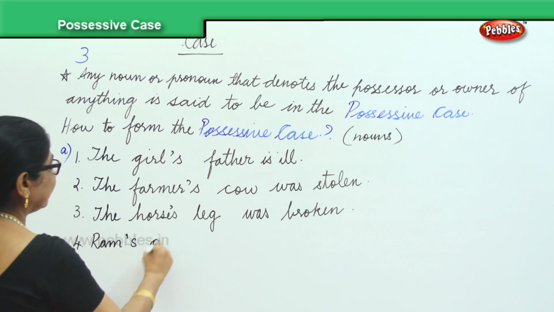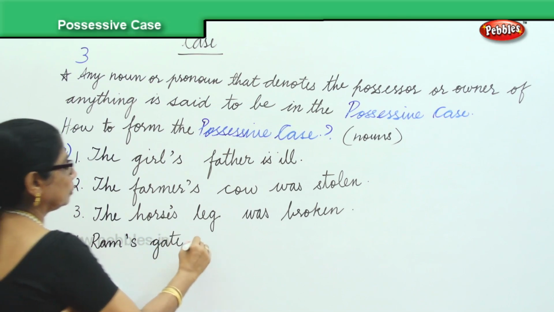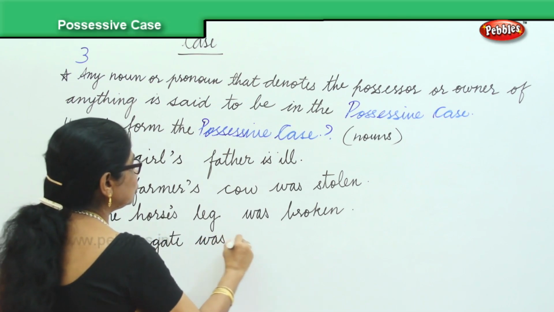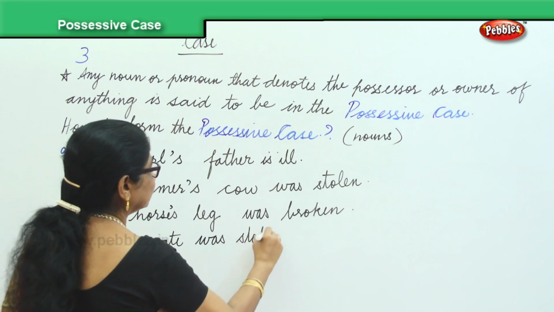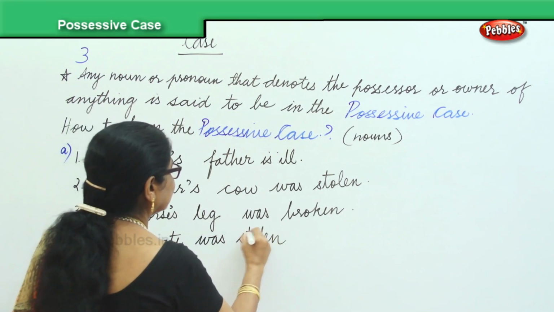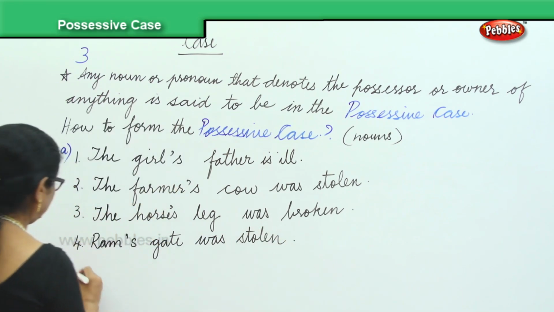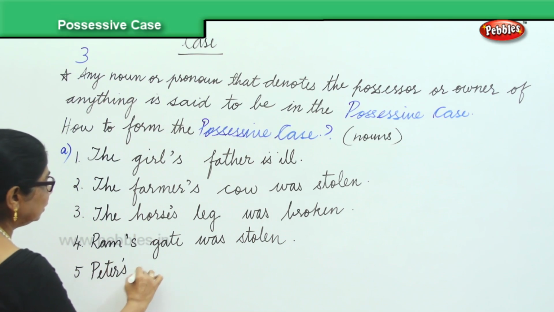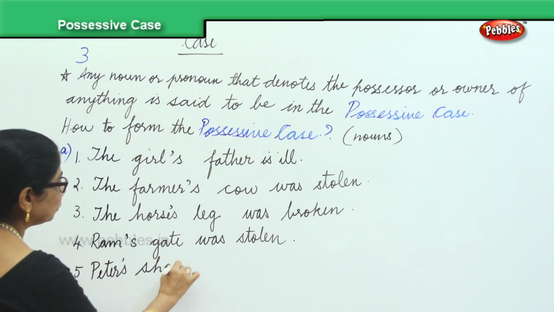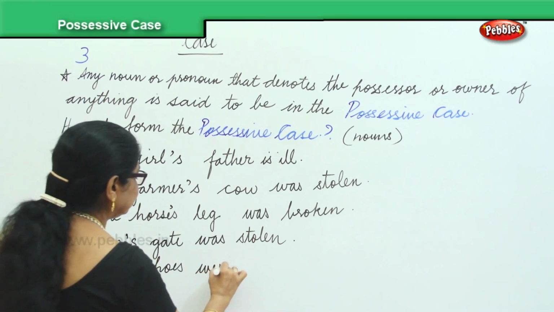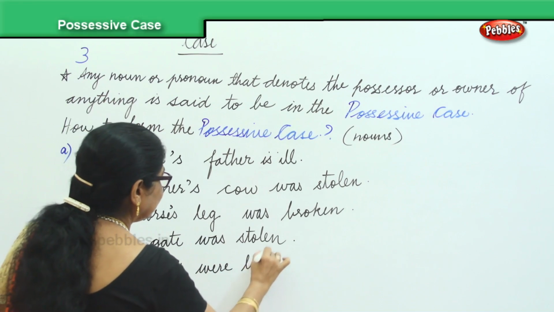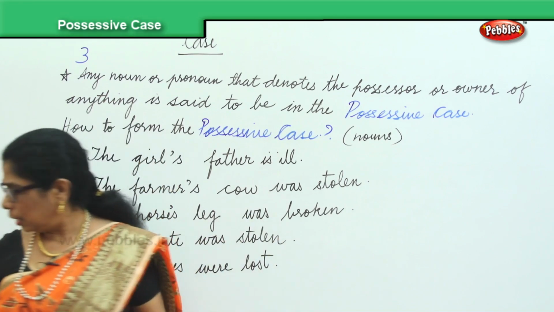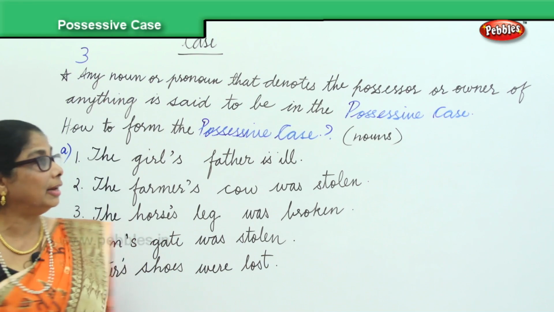Ram's gate was stolen. Peter's shoes were lost. Now look at the nouns here. We will take a close look at the nouns.